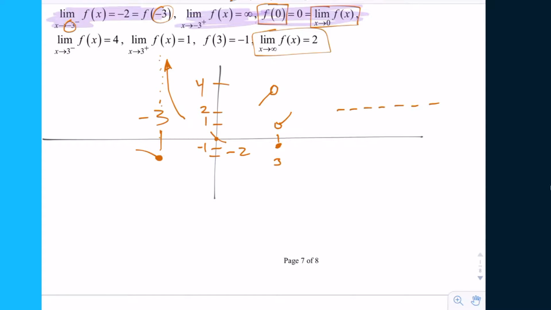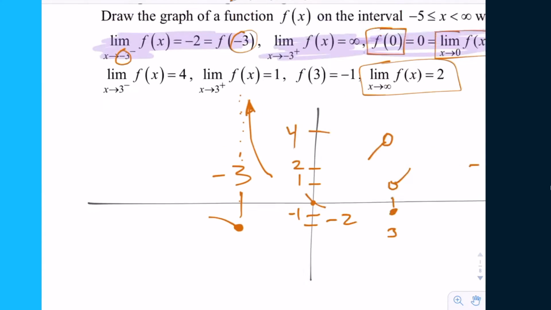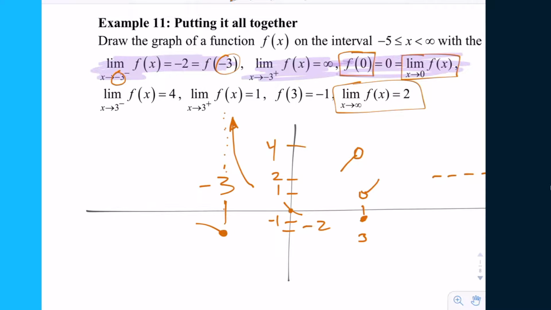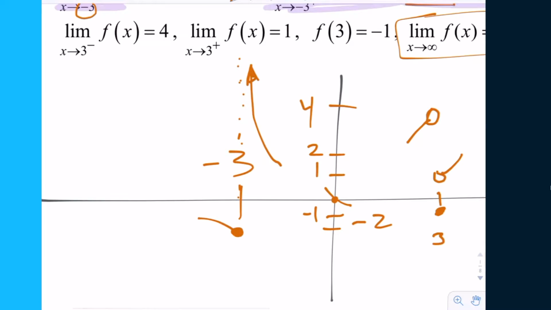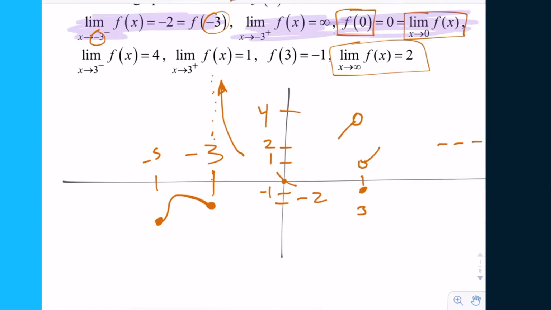And this is where you can get creative. So let's go ahead and finish it. I'm going from -5 to infinity. So what I'm going to do is come over here and call this -5, and that's where I'm going to stop. So instead of going straight up, I'm going to dance around a little bit and stop down there. Answers may vary. You could even cross the x-axis if you want.